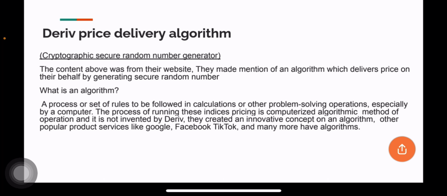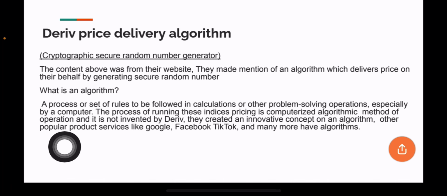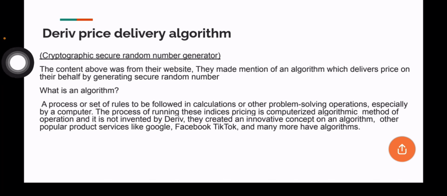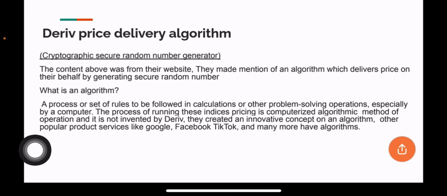Now, Deriv price delivery algorithm. From somewhere on the website, the first definition I posted, I highlighted this section and I pasted it here again for us to deliberate on. There was this section that says cryptographic secure random number generator. So what actually is this? This is an algorithm, and its function is that it delivers price on their behalf by generating secure random numbers.